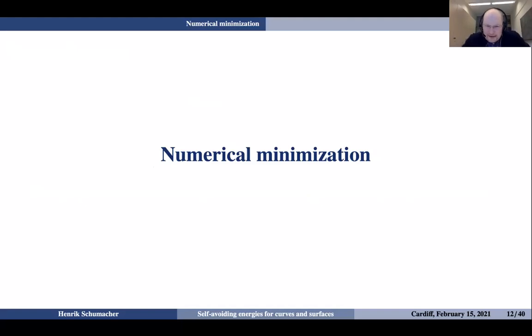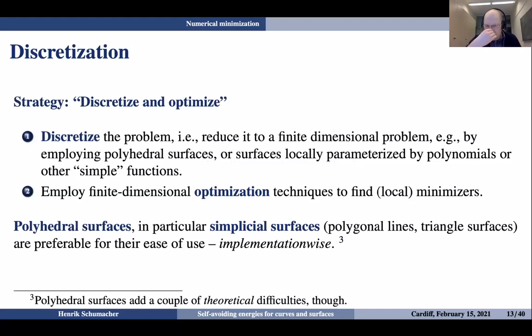So basically we have no idea what minimizers look like. And if you don't have an idea, a good thing is to do some numerical experiments. So how would we do that? The classical approach is discretize and optimize, or some people say discretize and Newtonize. The problem is that the surfaces form an infinite-dimensional manifold, and in order to put it onto a computer, we have to turn it into some finite-dimensional problem.